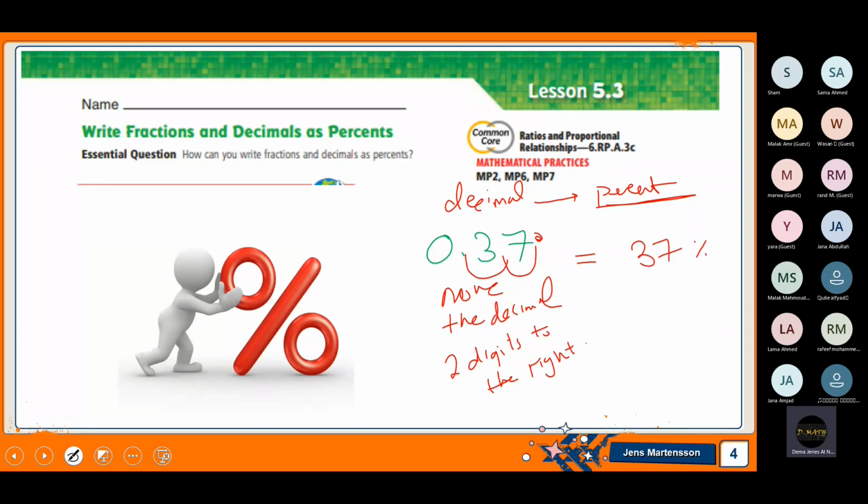If it is a decimal, move it 2 digits. If it is a fraction, you have to rewrite the fraction with a new equivalent one, but with its denominator 100. Let's start now with the examples in your book here.